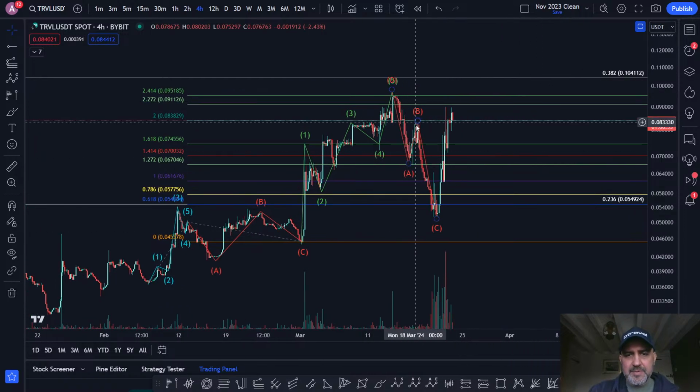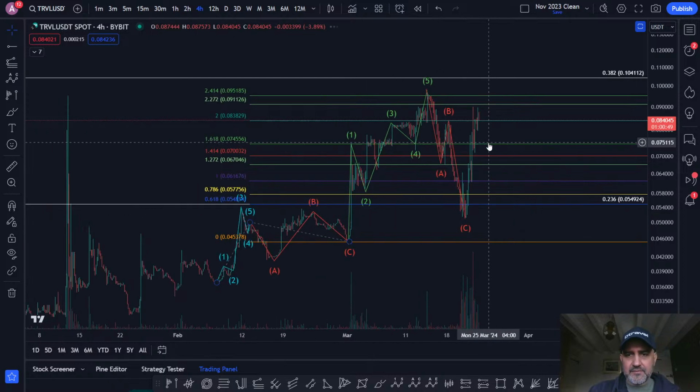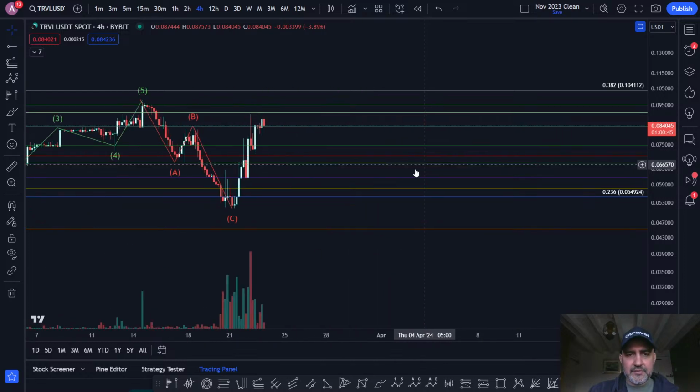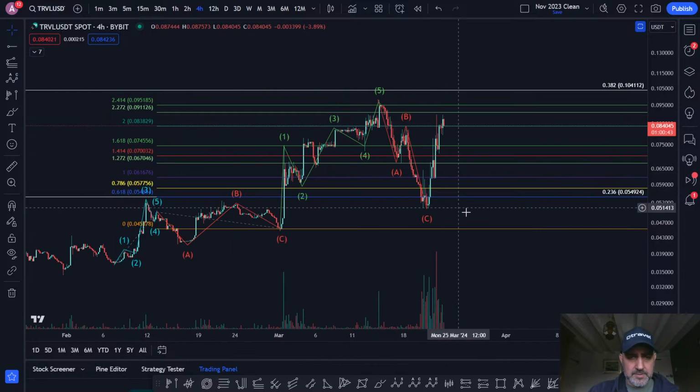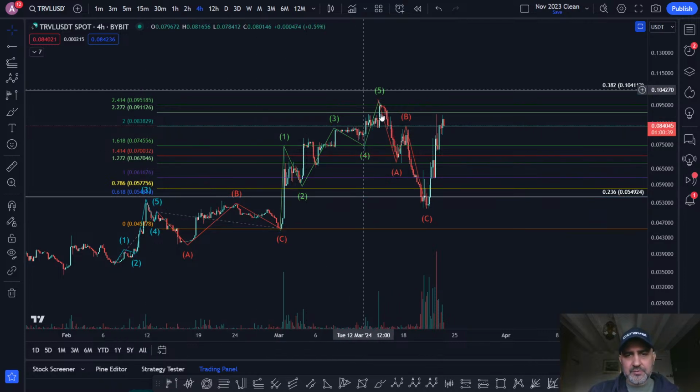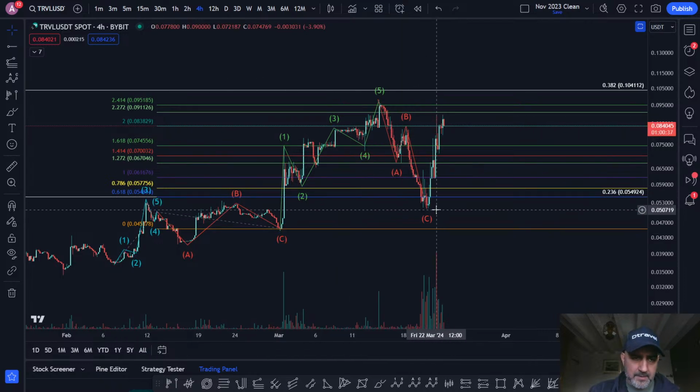So we have this ABC now, and then that would suggest that this is the 5. We're in the 5 now. So this is the wave 1 of 5 right now. If this is correct, this would be the 1, that would be the 2, that would be the 3, this would be the 4. The reason why this 4 would work is because it doesn't come underneath the top of the 1.